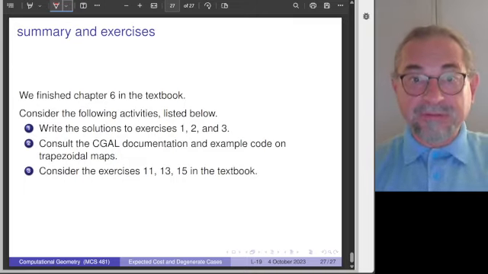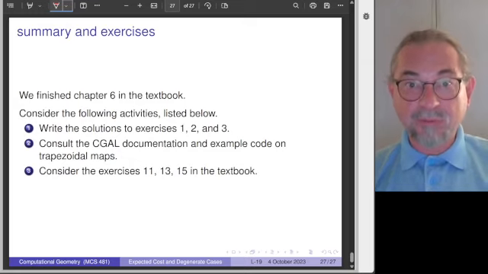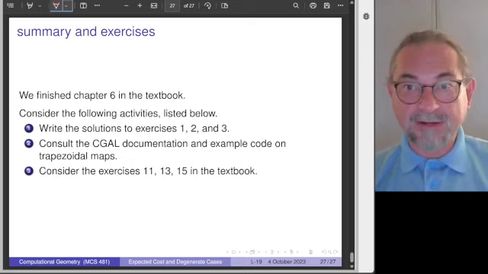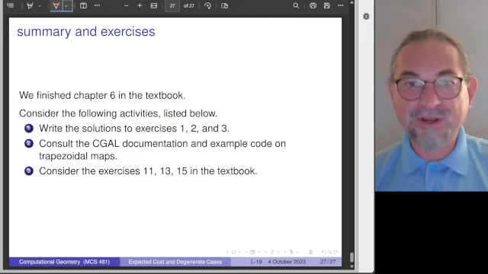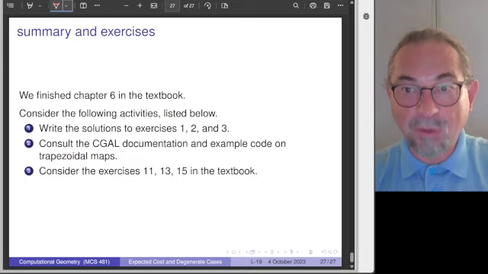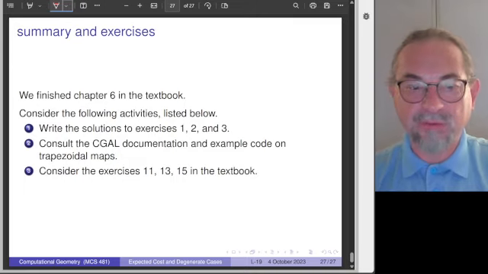Okay, so this closes chapter 6. In the next lecture, we will go into Voronoi diagrams. So we are concluding the first 6 chapters. We are in the 6th week of the course, getting towards the middle of the course, the 7th week, where we will study Voronoi diagrams.